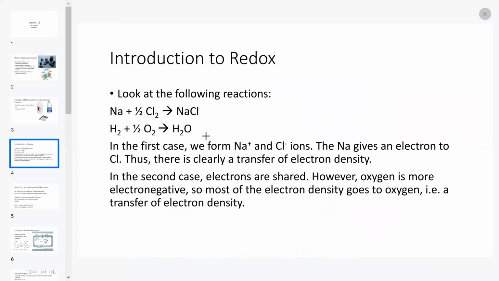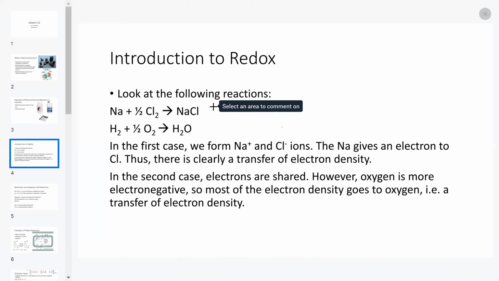So we're going to introduce you guys to redox. So this is the heart of electrochemistry. So here we have two reactions. Sodium plus chlorine goes to sodium chloride, and hydrogen plus oxygen goes to H2O. So in the first case, remember that sodium chloride is made of these ions. We have Na plus and Cl minus ions, right? So that means that the sodium is losing an electron to form Na plus, and chlorine is gaining an electron to form Cl minus. In other words, the sodium is transferring an electron to chlorine.